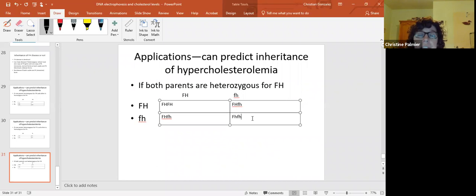Okay, so that's how you do the Punnett squares. You will have to do at least one per the lab manual to answer one of the questions in the lab manual.